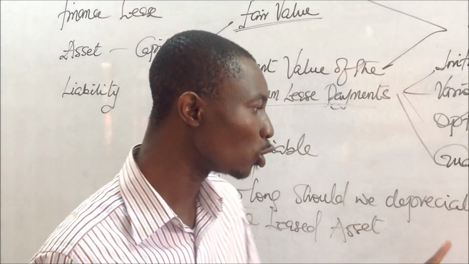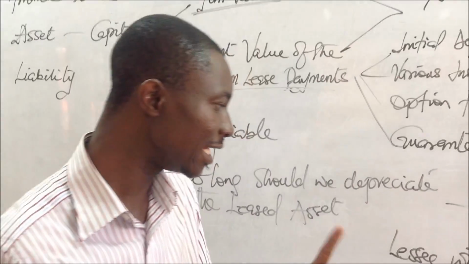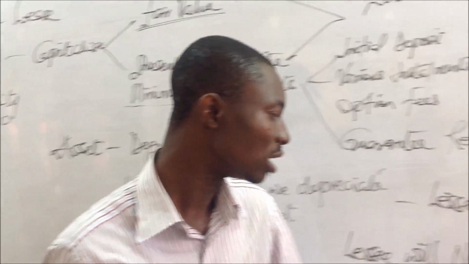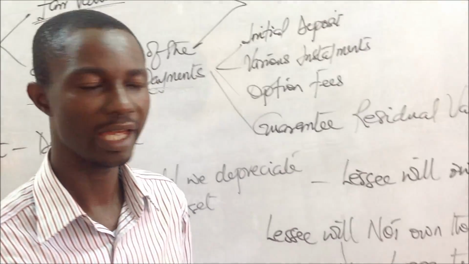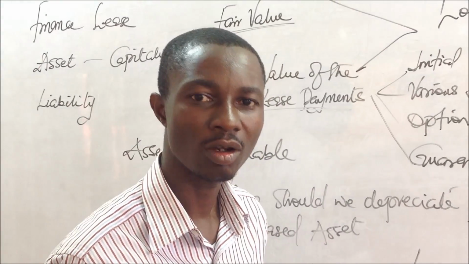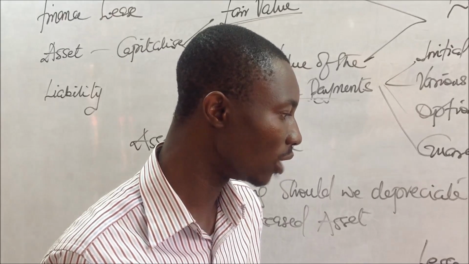So if the lessee will not own the asset at the end of the lease term, then look out for the shorter of the lease term or the useful life of the asset. Now let's look at how these things are computed using some few illustrations.